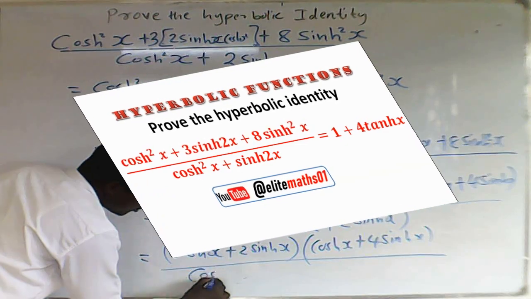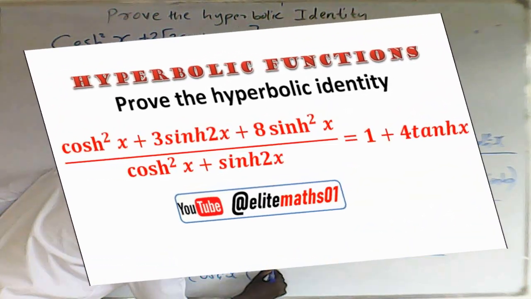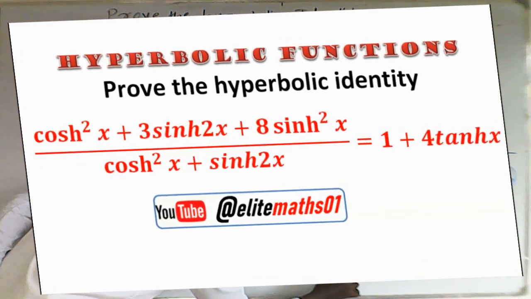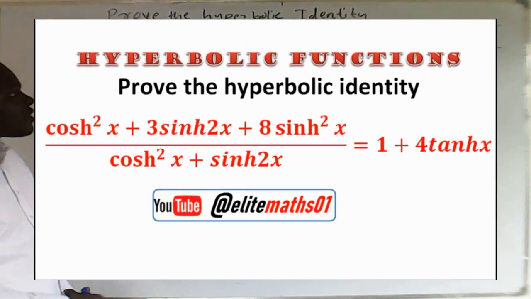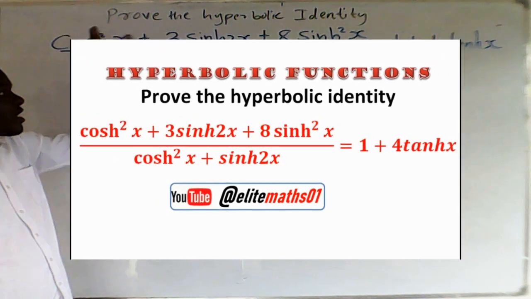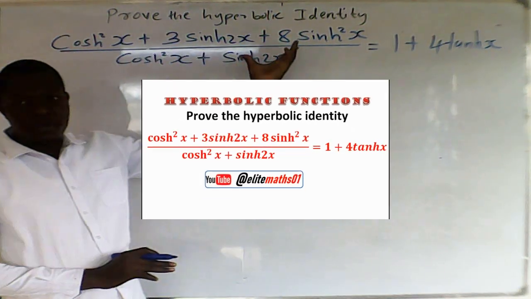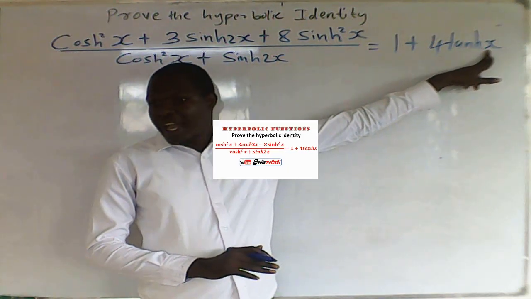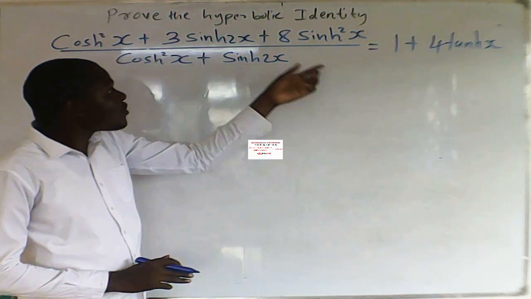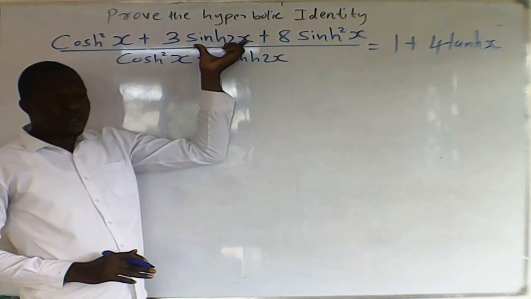So you'll be told to prove the hyperbolic identity of cos squared x plus 3 sinh 2x plus 8 sinh squared x, all over cos squared x plus sinh 2x, is equal to 1 plus 4 tan x. So we start from the left hand side and get what is on the right hand side. If we investigate the right hand side, it's a simple angle times x, isn't it? So the first step is to get rid of the double angle.